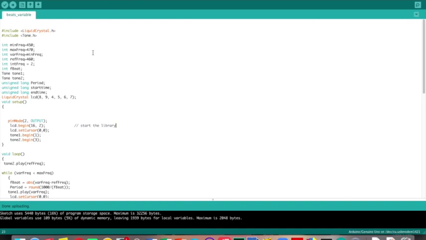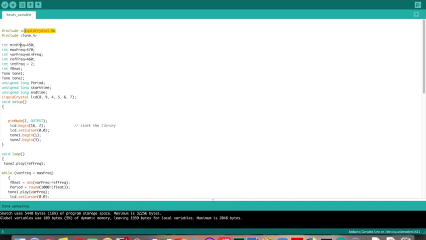Here we have some sample code for the Arduino board. What I want to bring your attention to is these two libraries. LiquidCrystal is for the shield to display the frequency values, and Tone.h is a library that allows us to write different tones to different speakers on the same Arduino board.